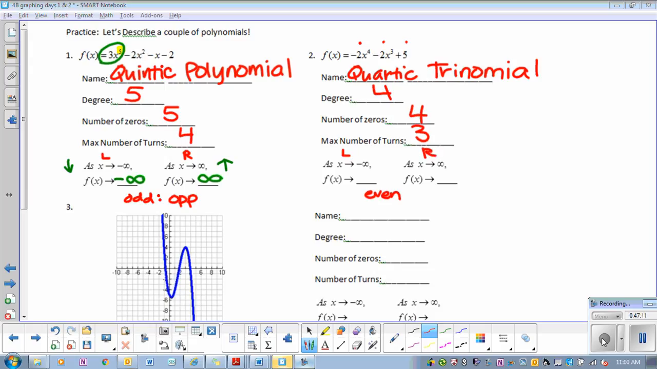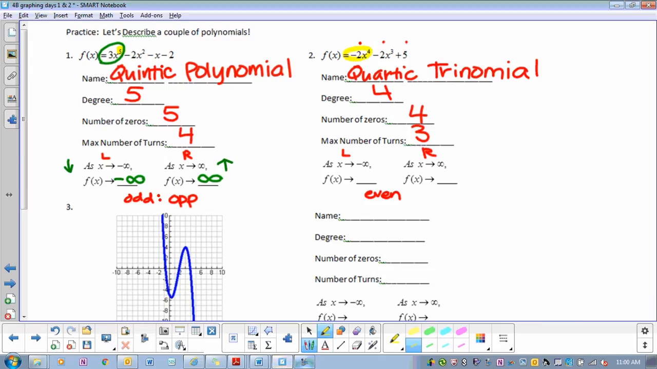3. Good. So this one is going to be the tricky one, right? Even, so it's the same. And if you go and look, that term that has the x to the 4th, it has a negative with it, right? So that means that my right one is going down to negative infinity. And then since they're even, they should be doing the same. Yeah? On there? Yes? Good. Perfect.